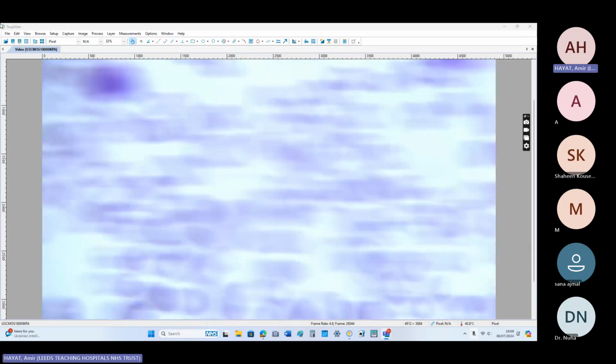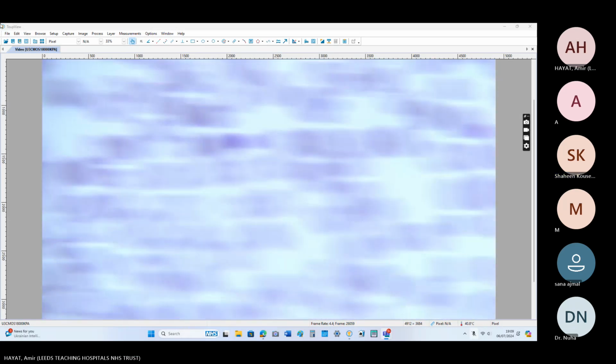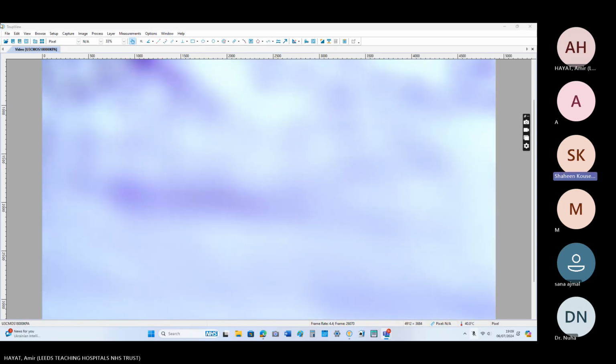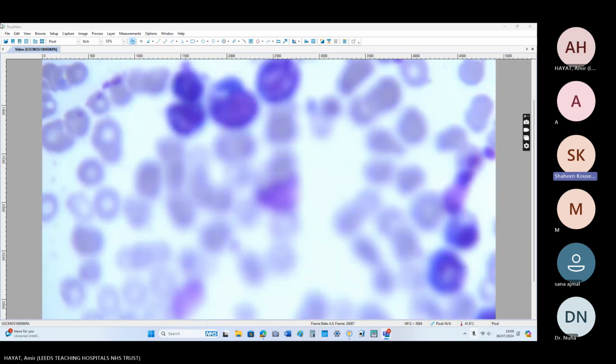So, what is your impression? I think with abdominal mass and these type of cells, I would think of Burkitt lymphoma.